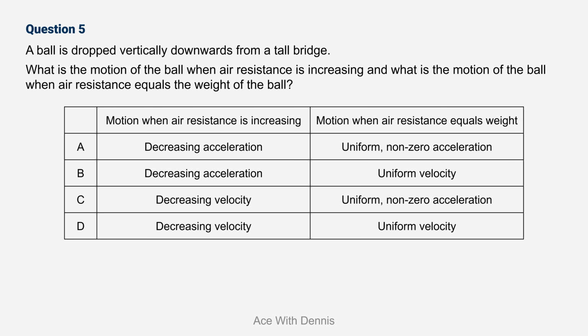Option B, decreasing acceleration, uniform velocity. Option C, decreasing velocity, uniform non-zero acceleration. Or option D, decreasing velocity, uniform velocity.